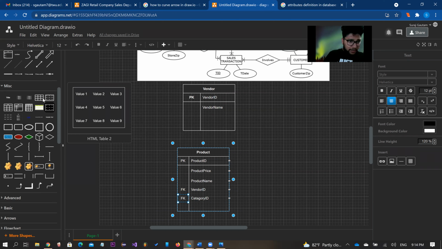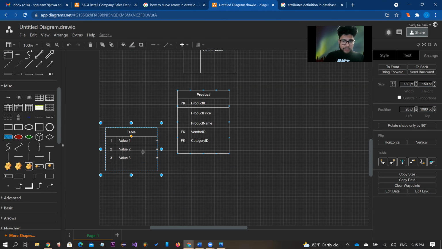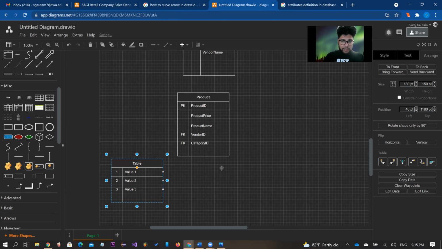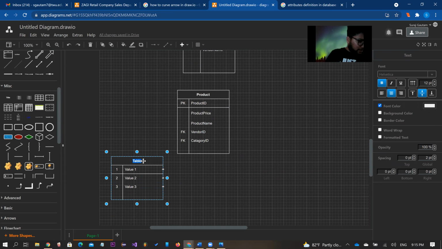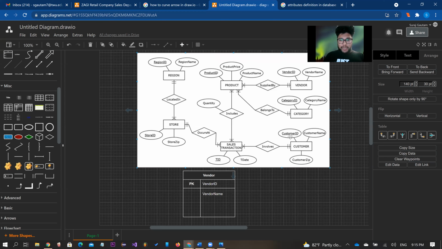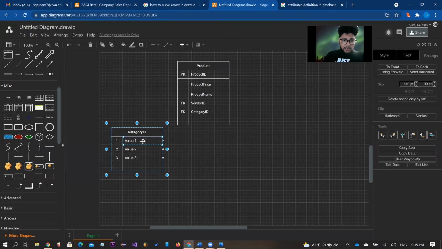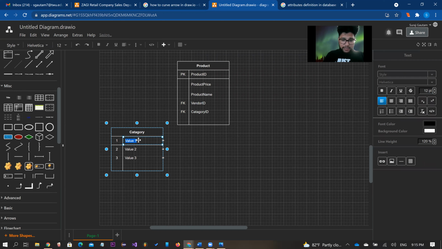And now we'll be making another table. So basically for the category, we have our own unique attribute, which is the primary key, which is category ID. This is the primary key for categories.